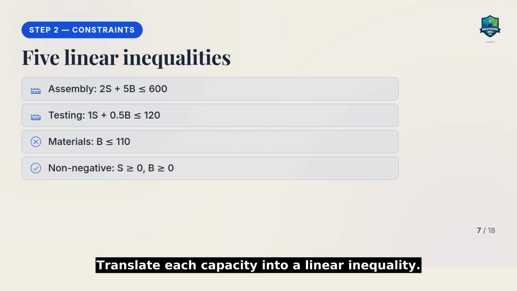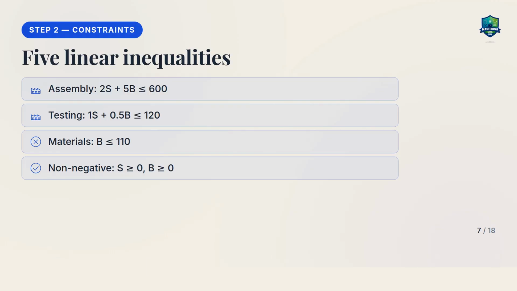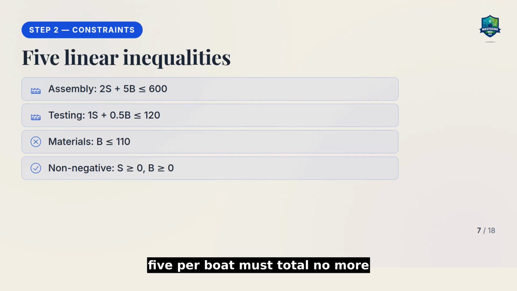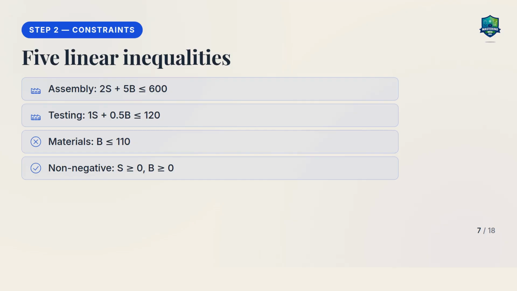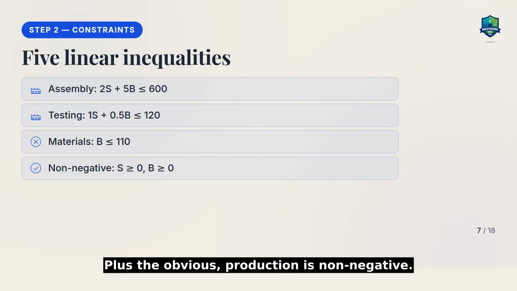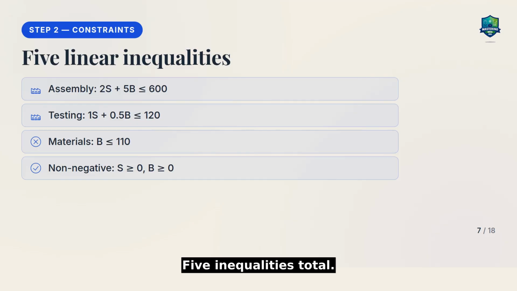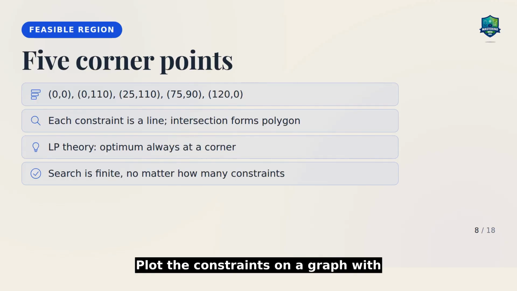Step 2. Translate each capacity into a linear inequality. Assembly. 2 machine hours per snowmobile plus 5 per boat must total no more than 600 machine hours daily. Testing. 1 testing hour per snowmobile plus half per boat, no more than 120 hours. Boat material. Boats can't exceed 110. Plus the obvious, production is non-negative. 5 inequalities total.